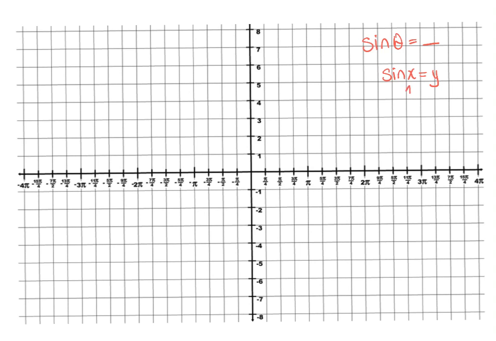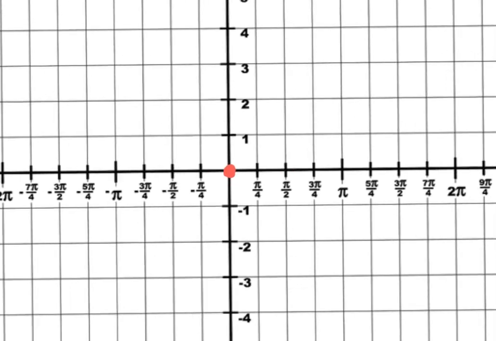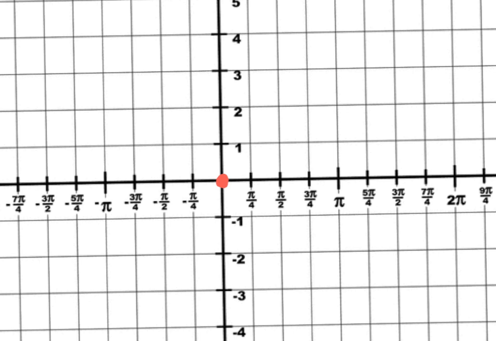If I plug in a zero for sine, what's the value that's going to yield? What is the sine of zero? Zero, all right? So let's go to pi over 2. Let's make this zoomed in a little bit. If I plug in pi over 2, what's the sine value of pi over 2? It's going to be 1, right?